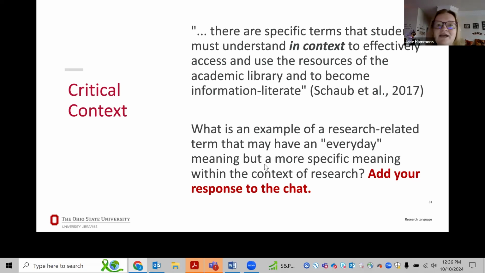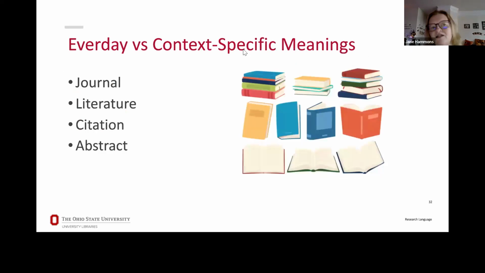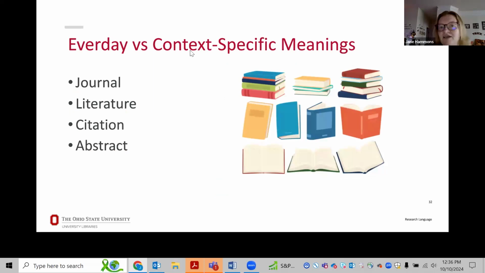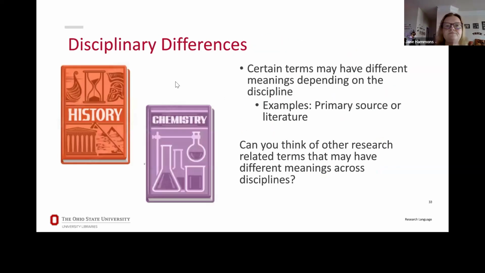These are all such great responses, right? Some of the ones that I wanted to highlight, the ones that I've seen the most, but you all gave other examples that are great. A lot of students have difficulty with journal because of the previous association with journals as more of a diary. Literature, of course, citation, abstract. A lot of folks mentioned peer review, evidence, a lot of great other examples of terms that have these everyday meanings, but have these more specific meanings in the context of research that could throw students off.